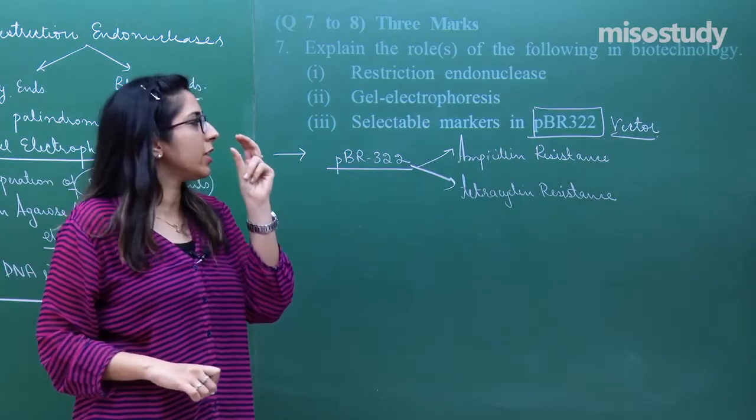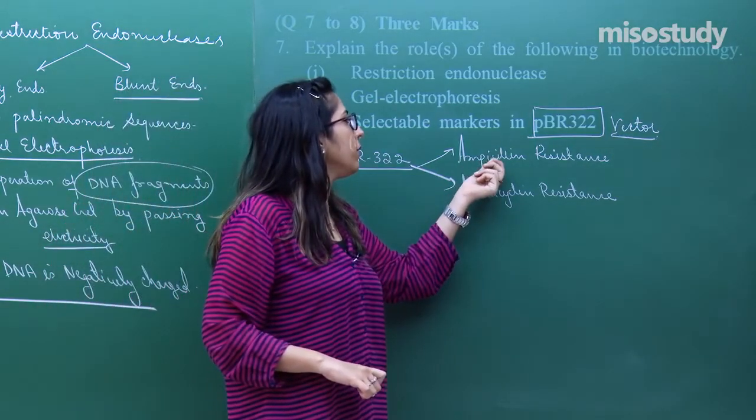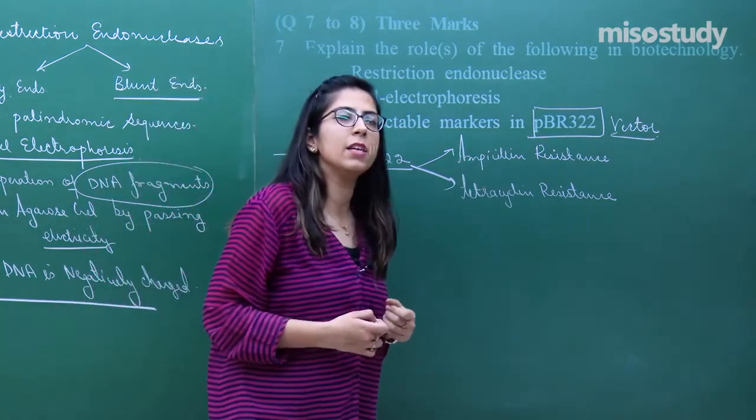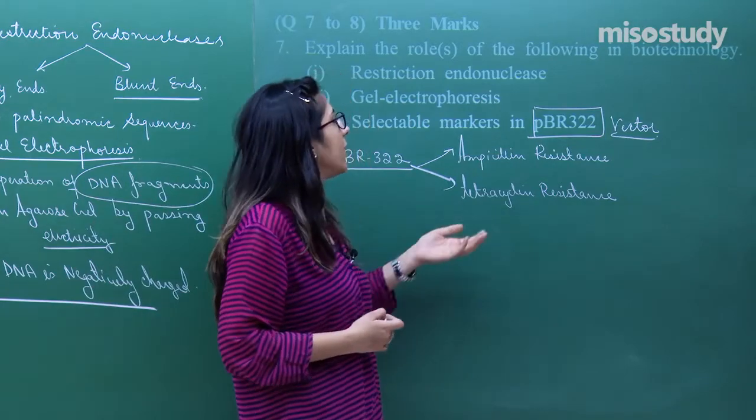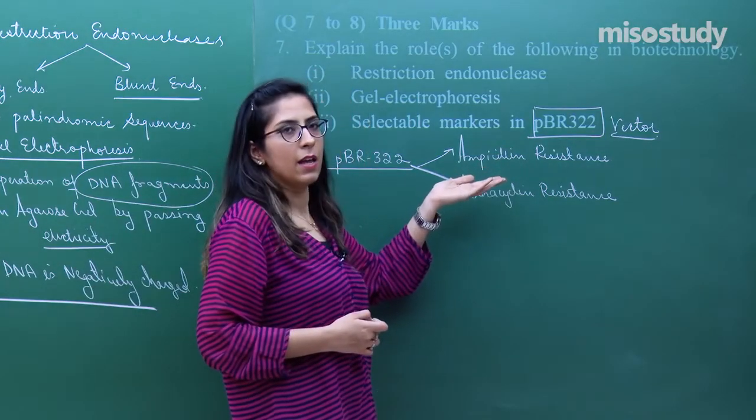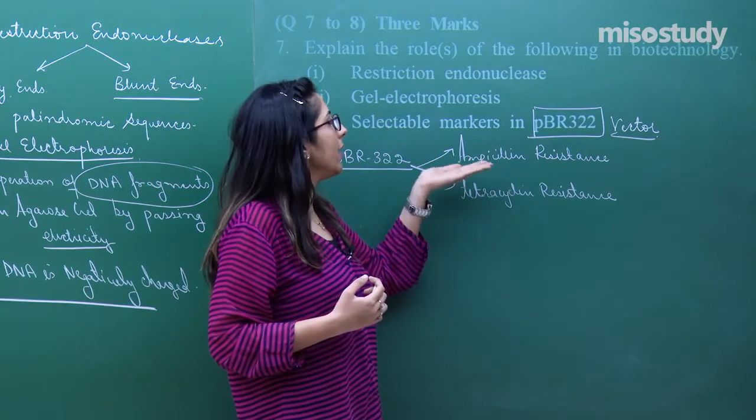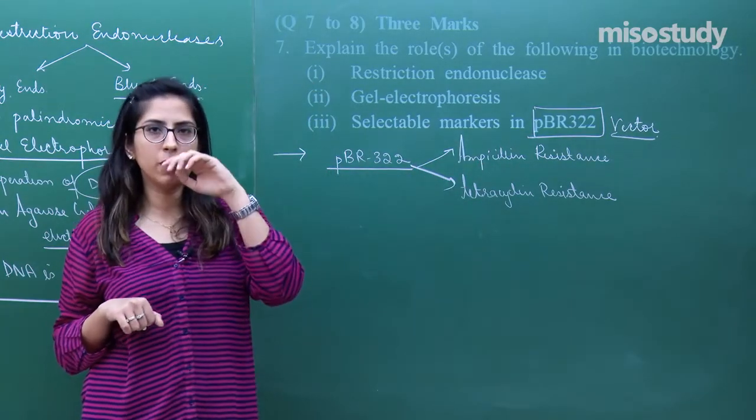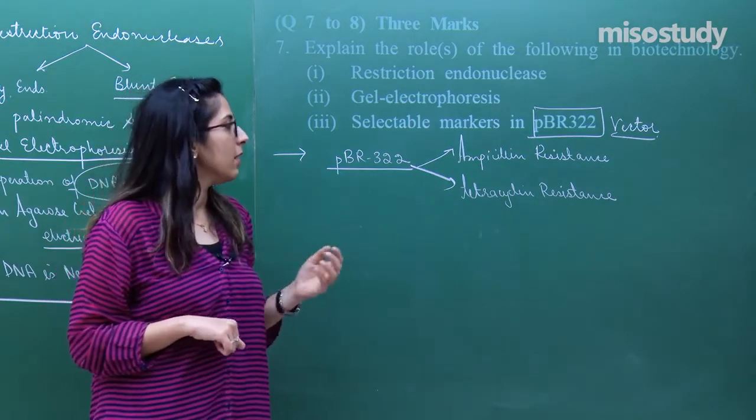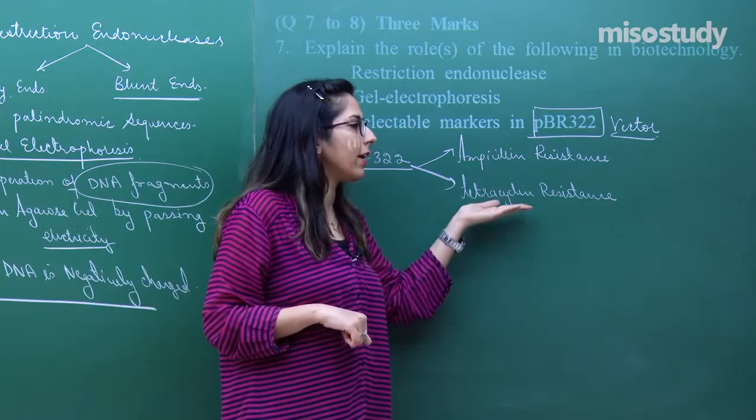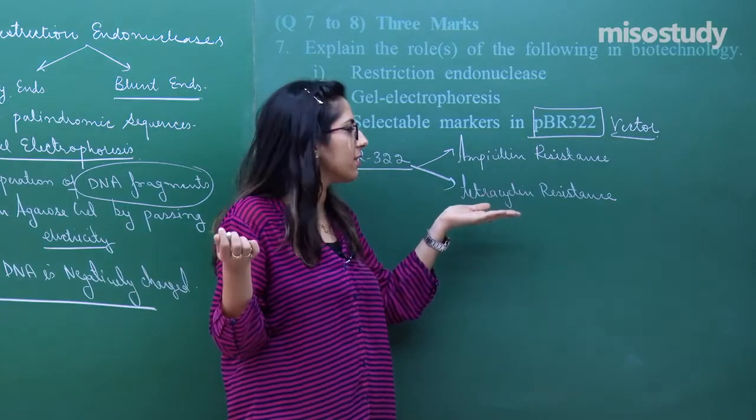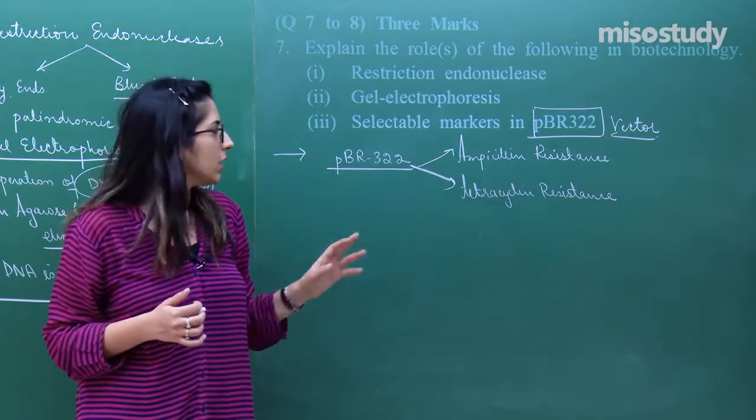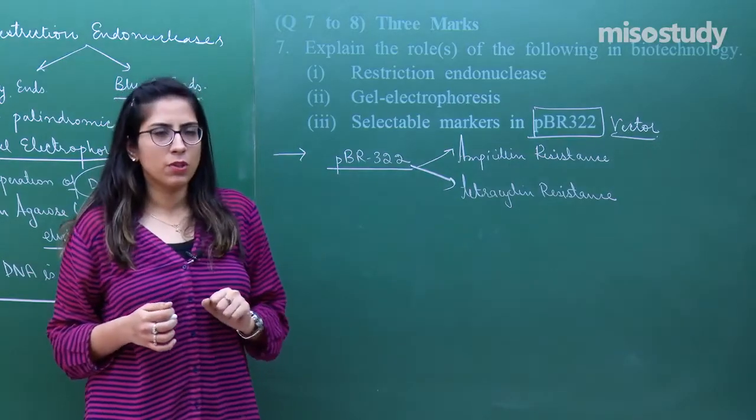When I insert a gene of interest in or near the ampicillin resistance gene, the transformed cells, the recombinant cells, will not be able to show resistance against ampicillin. If I grow the cells in ampicillin medium, the recombinant cells will not be able to grow. Whereas those cells will become tetracycline resistant. If I grow them on tetracycline, they will flourish at a very fast rate. So these are the two types of genes present in them.